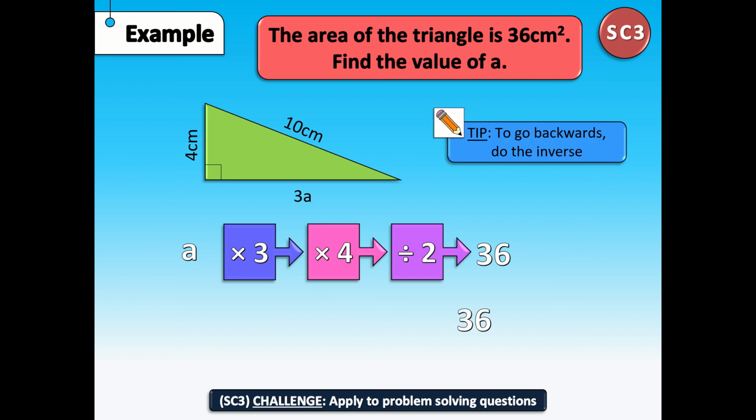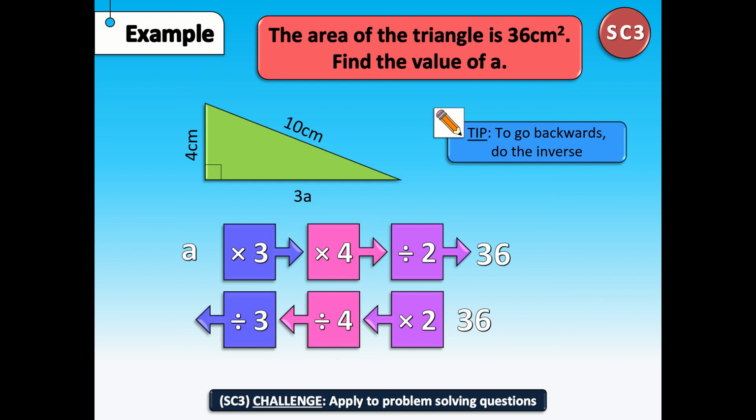So we start with 36, we times it by 2, then we divide by 4, then we divide by 3. 36 times 2 is 72. 72 divided by 4 is 18, and 18 divided by 3 is 6. So A equals 6.